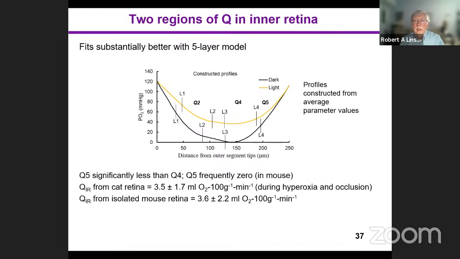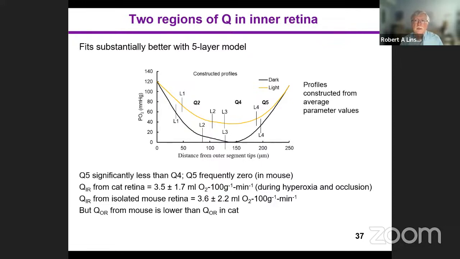So if we look at the intraretinal consumption, QIR, which is going to be a combination of Q4 and Q5 in the mouse, if we look at QIR from the cat retina, it's 3.5 milliliters per 100 grams per minute. And we have almost exactly the same number from the isolated mouse retina. So we think this is a pretty good number now for the intraretinal oxygen consumption.